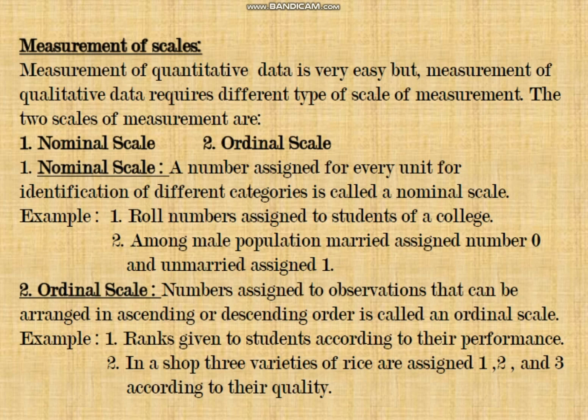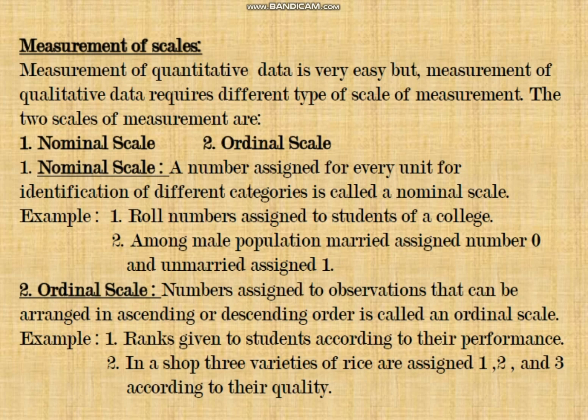The second one we have here is ordinal scale. Numbers assigned to observations that can be arranged in ascending or descending order is called an ordinal scale. Here, for example, rank given to students according to their performance. First rank is given to the student who scores the highest marks. The second is given to the highest scorer who is just below the first one. Next third, next fourth. So the numbers are allotted to the students in descending order from highest to lowest. If you are assigning numbers according to an order, either descending or ascending, that is called an ordinal scale.